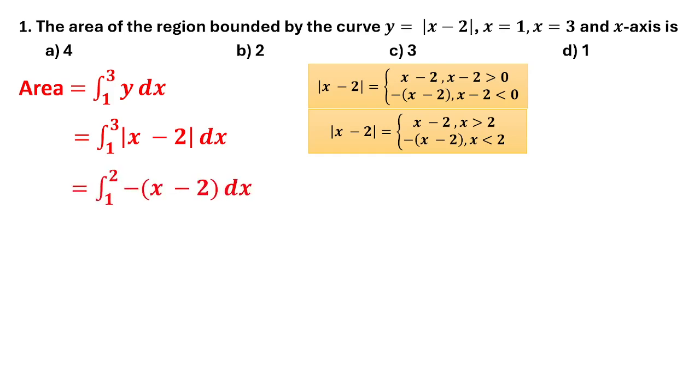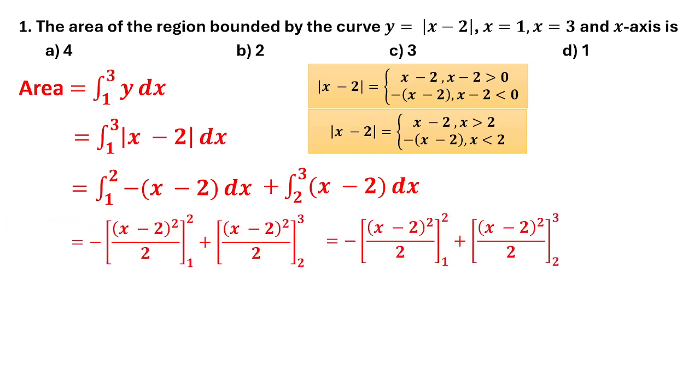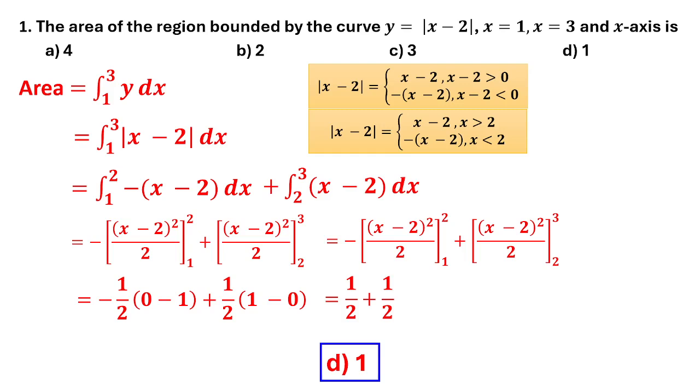But we have to split the integral into 2, from 1 to 2 and 2 to 3. In 1 to 2, it is minus of x minus 2. From 2 to 3, it is plus x minus 2, by making use of one of the properties of definite integral. We will integrate it now, and we are substituting upper limit minus lower limit. And we are getting the answer as 1. Therefore, option D is correct.